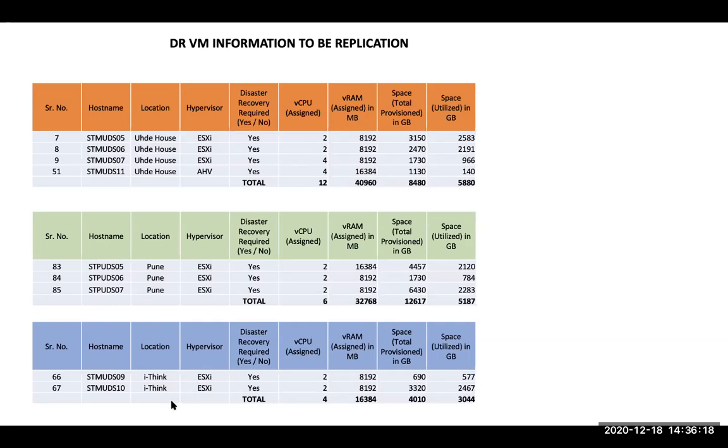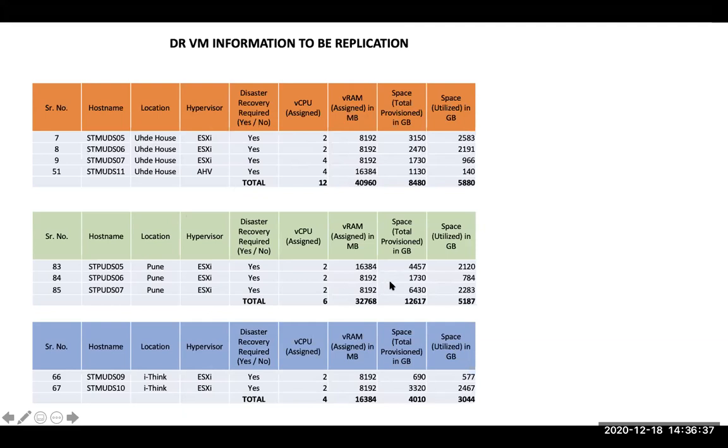From here it will go to UDHE, and from there I think it will go to Pune location. So between UDHE and Pune, this will be interchangeable. Like from here, the backup will happen to below, and from below to above. So these are the DRs which are supposed to be backed up.